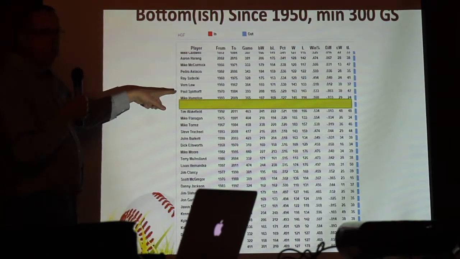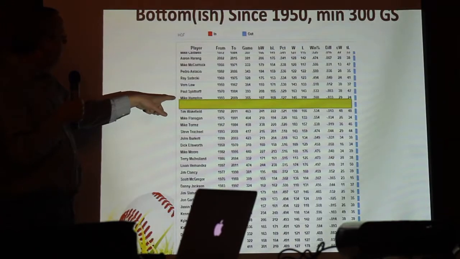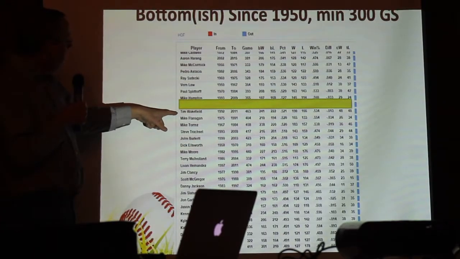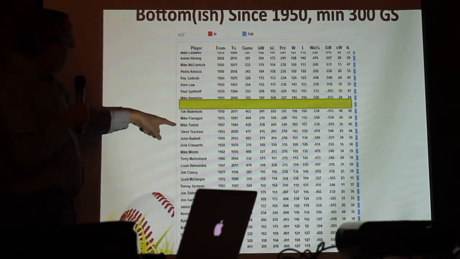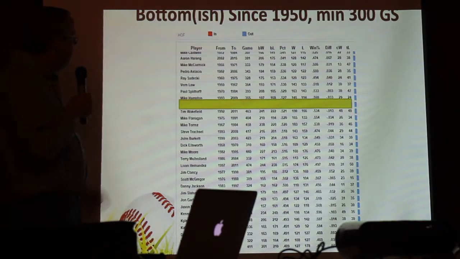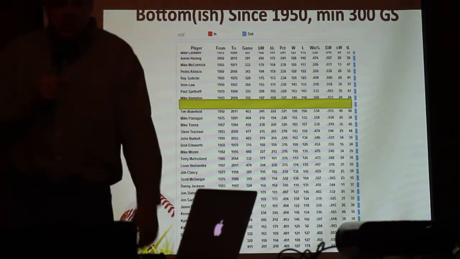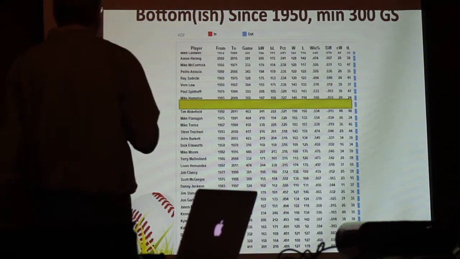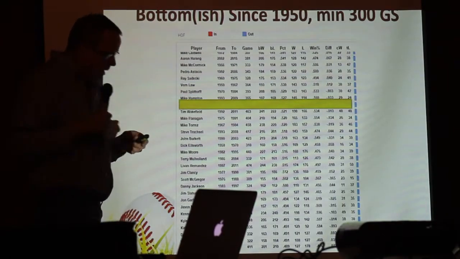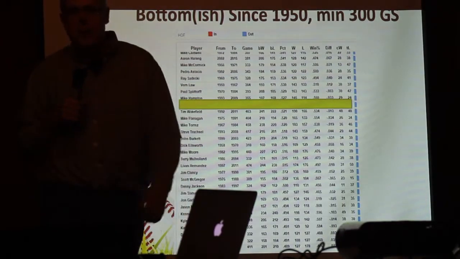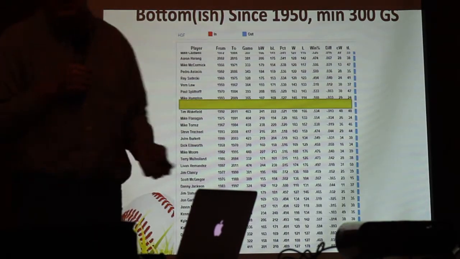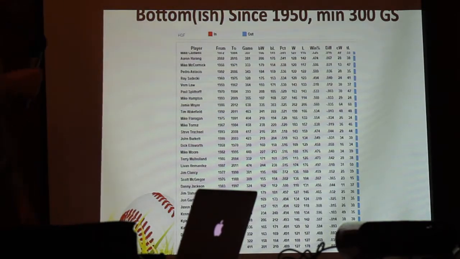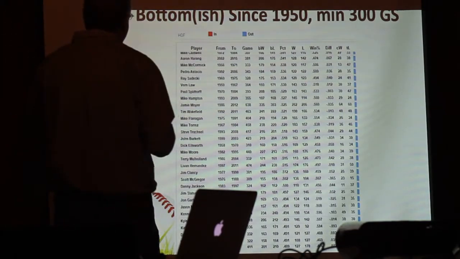Paul Splittorff, pretty good. Mike Hampton, pretty good. Tim Wakefield, pretty knuckleball. Mike Flanagan, not bad. Steve Trachsel, pretty slow. Very slow. So who is the guy that I'm missing right here? I wonder who this person is. Well, I'll give you a hint. You'll be able to vote for the Hall of Fame in 2018. His name is Jamie Moyer.